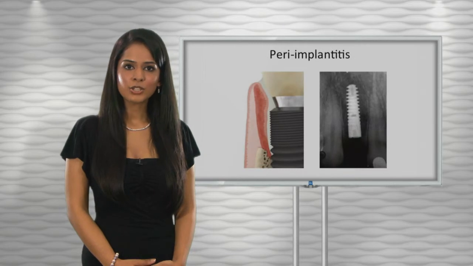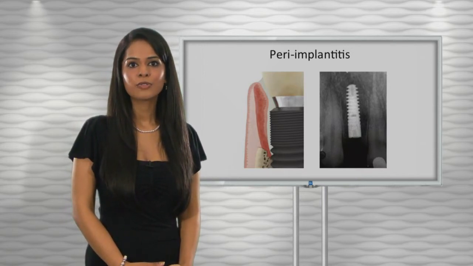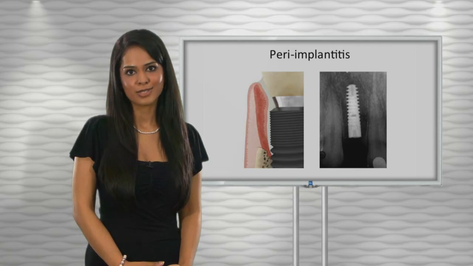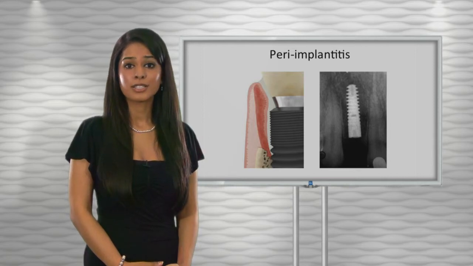Peri-implant disease includes both peri-implant mucositis and peri-implantitis. Peri-implant mucositis is a reversible inflammatory reaction in the soft tissue surrounding a functional implant. Peri-implantitis is an inflammatory reaction associated with loss of surrounding bone around an implant in function.